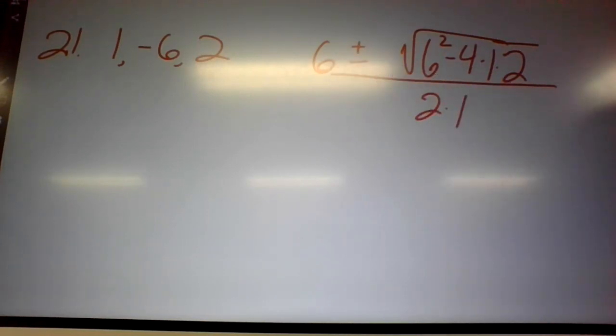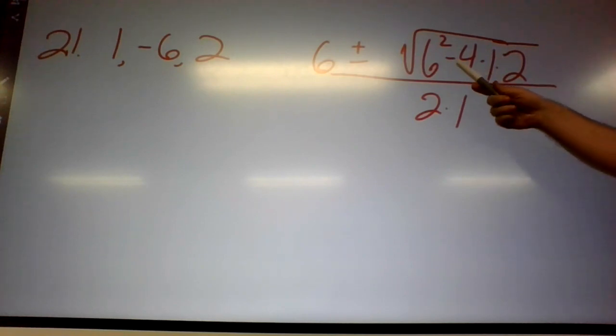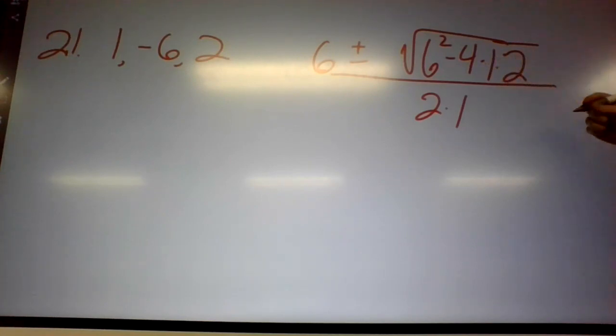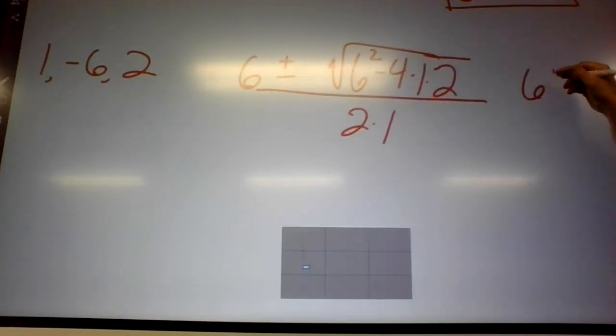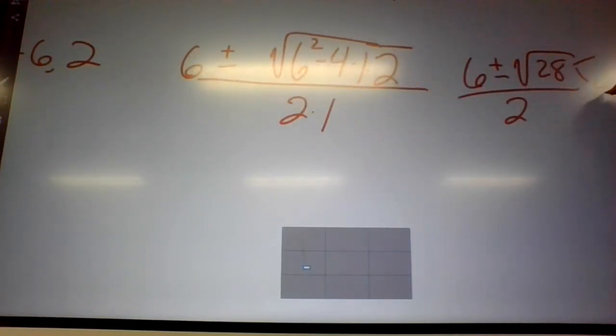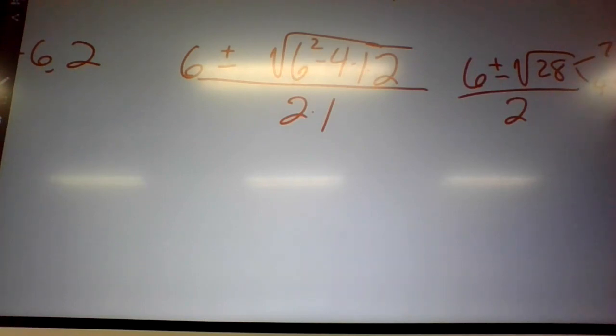Okay, so let's see what we got. 36 minus 8 is 28. And the square root of 28 is 2 square root of 7.